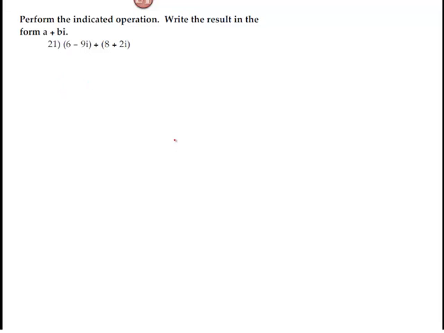Perform the indicated operation, write the result in the form a plus bi. The indicated operation here is addition, which means that we need to add these together with like terms. So that means I have 6 plus 8, which is 14, and negative 9i plus 2i, which is negative 7i. And that's all I can do because that's all of my like terms.